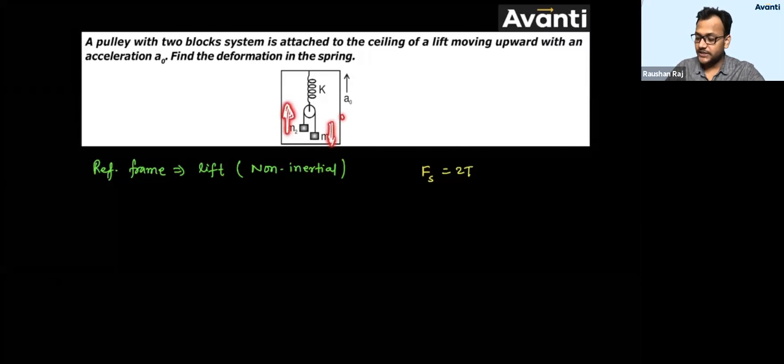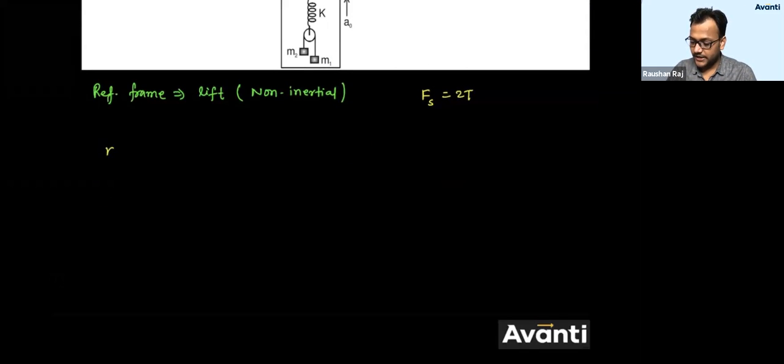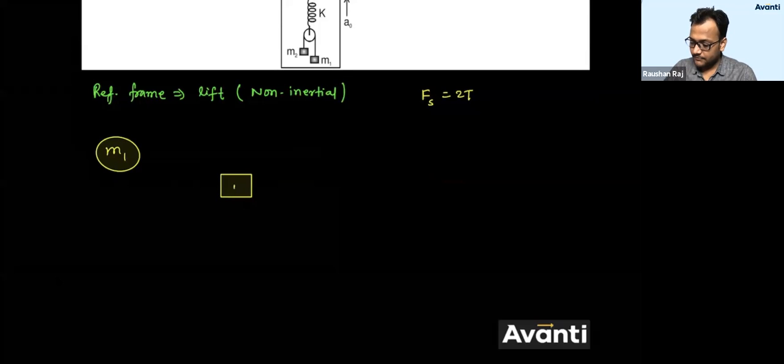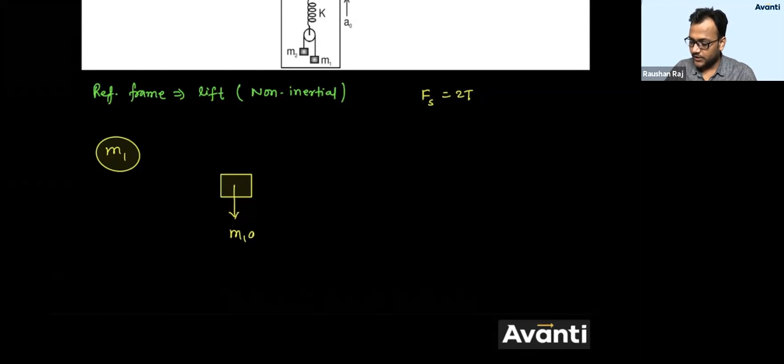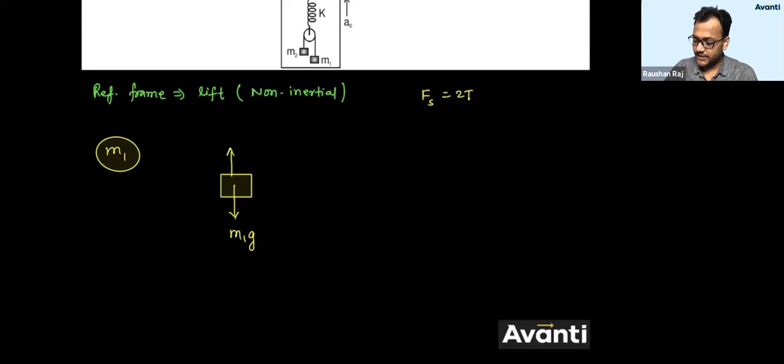With respect to pulley, these accelerations will be same, and this pulley is attached to the lift. So with respect to lift, I can say if M1 is coming down with A, M2 will go up with A. This is what you have to find. Okay? So if you draw the free body diagram of M1, m1g will be downward. Upward I will get tension T. Okay?